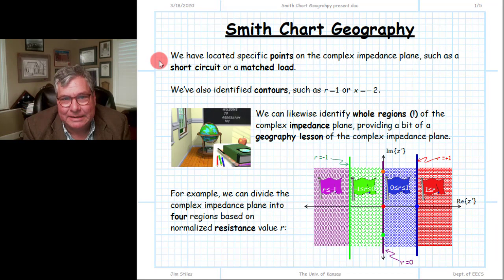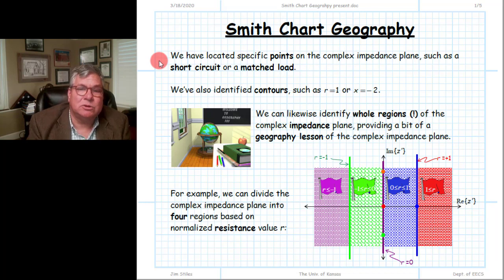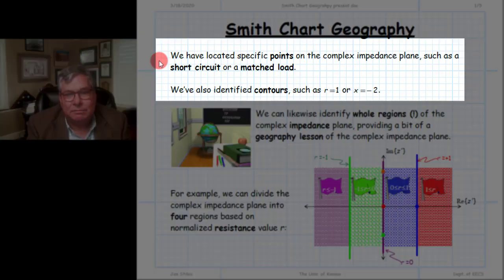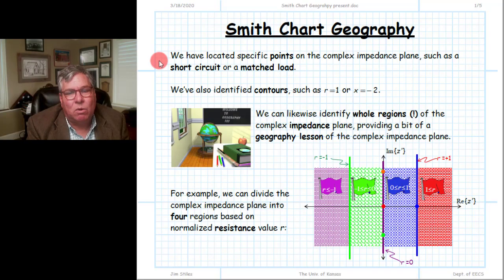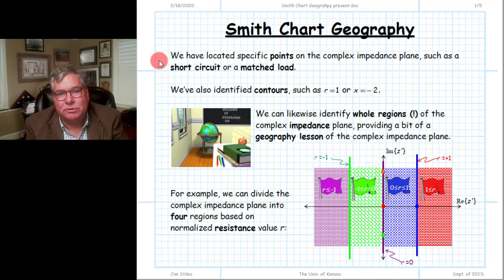Hopefully you're now proficient at taking points on the normalized impedance plane and transforming them to locations on the complex gamma plane. Points like short circuit, or an open circuit, or a matched load, or a matched impedance, or a matched reactance. And of course we've also taken contours of constant resistance, vertical contours on the normalized impedance plane, or contours of constant reactance, horizontal contours on the normalized complex impedance plane, and transform them onto the complex gamma plane.